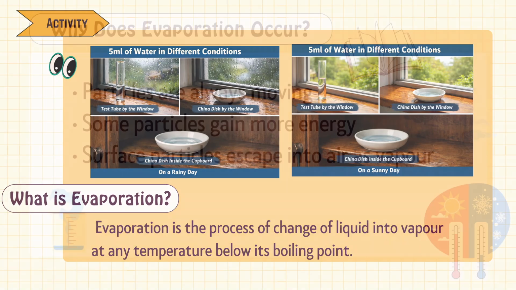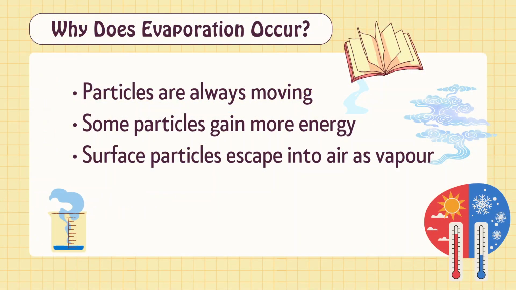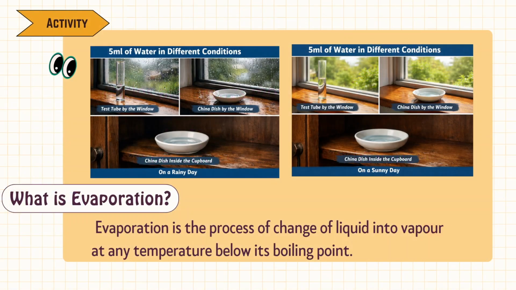Why does this evaporation happen? Because particles in a liquid are always moving, some particles at the surface gain enough energy and escape into the air as vapor. Consider an activity.